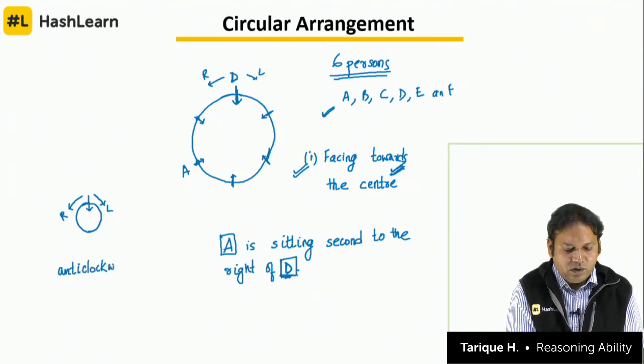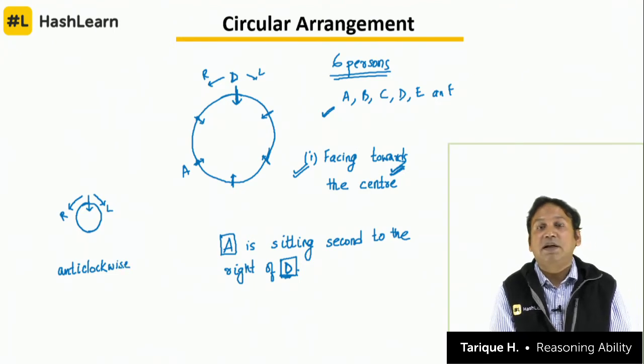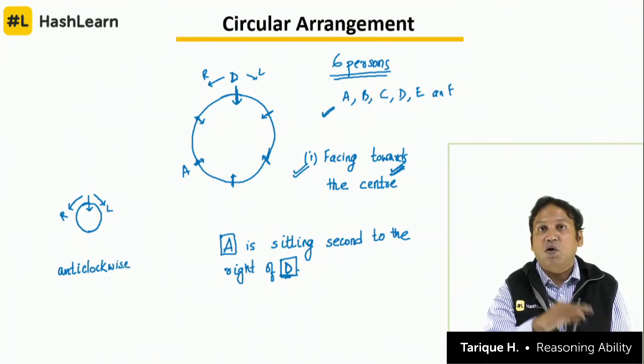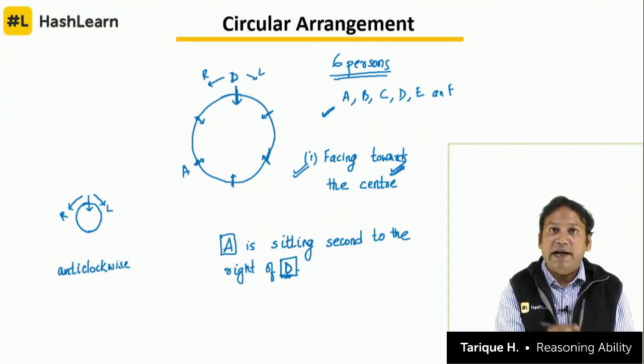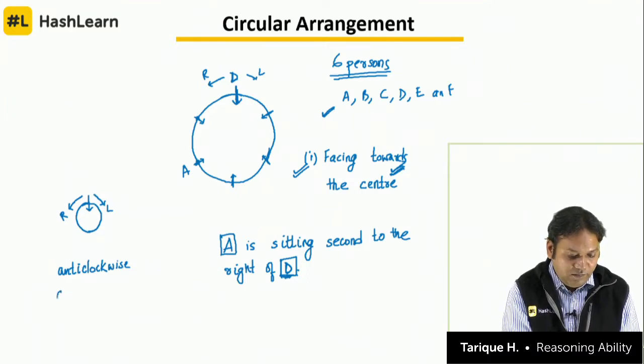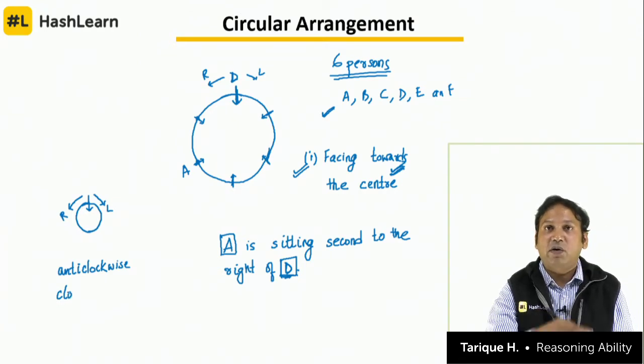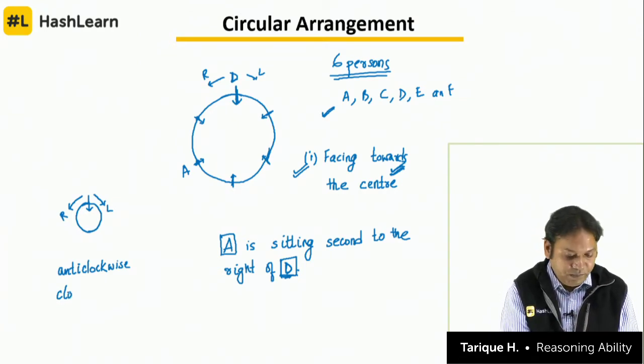So you know how the clock goes, right? The direction in which the hands of the clock move. If you go in the opposite direction of that, that is called anti-clockwise. And if you go in the direction in which the minute hand and hour hand of a clock move, then it is called clockwise.